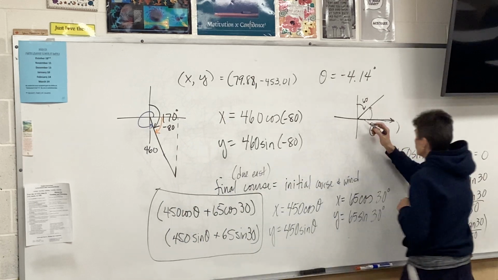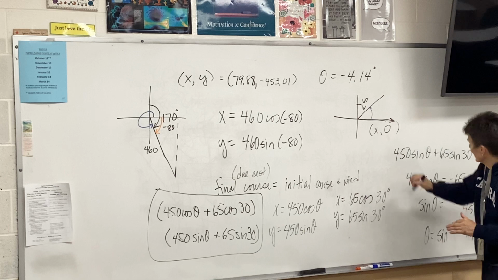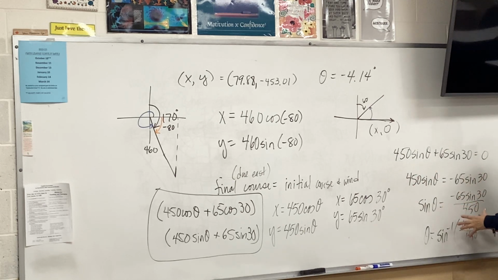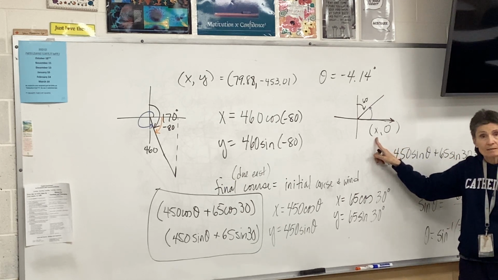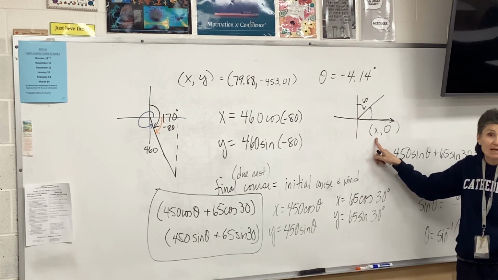This is her final course, you guys, due east. We already know that's 0. That's how we set all this up and solve this. I need to find x. That's going to tell me her speed. That's going to tell me how fast she's going. Okay? So here we go. This is easy. This is easy.